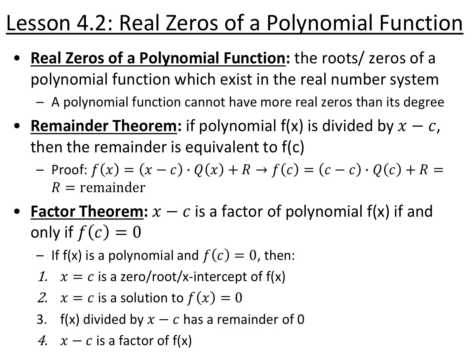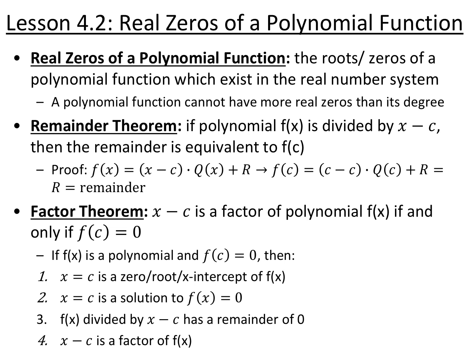The factor theorem says that x minus c is a factor of a polynomial if and only if f of c is equal to 0. So if you know something is a factor, then you know its y coordinate is 0. If you know its y coordinate is 0, then you know it's a factor. If f of x is a polynomial and f of c equals 0, then you know that x equals c is a 0, root, x-intercept of f of x.